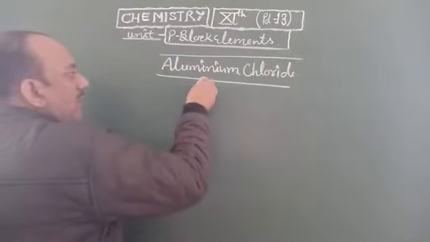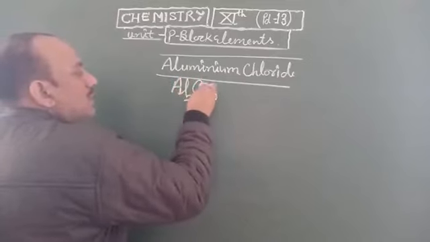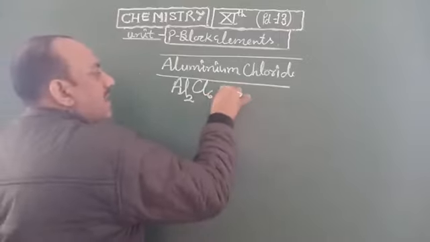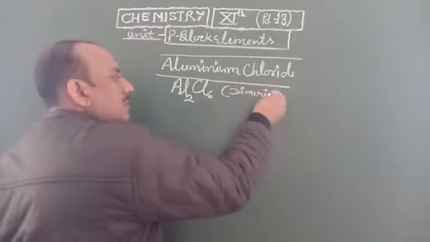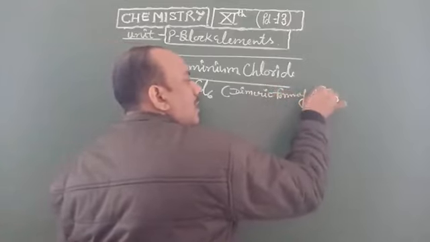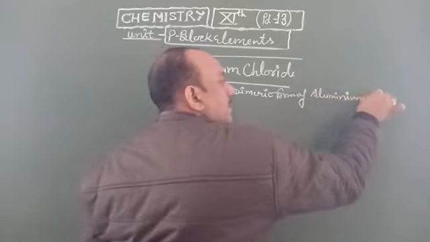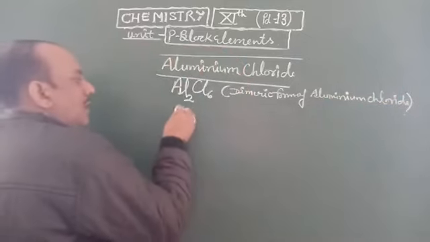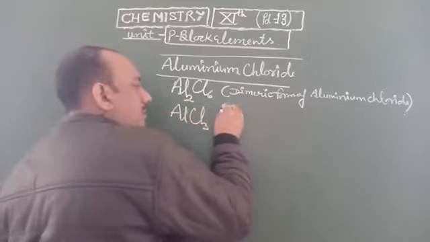Its molecular formula is Al2Cl6. This one is known as the dimeric form of aluminium chloride, and it is also represented by the monomeric form AlCl3.